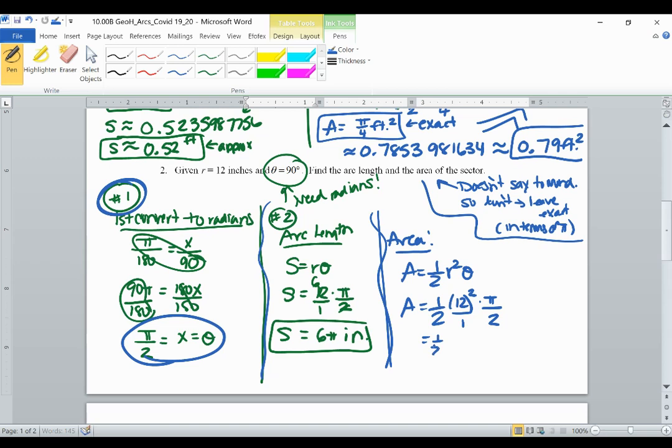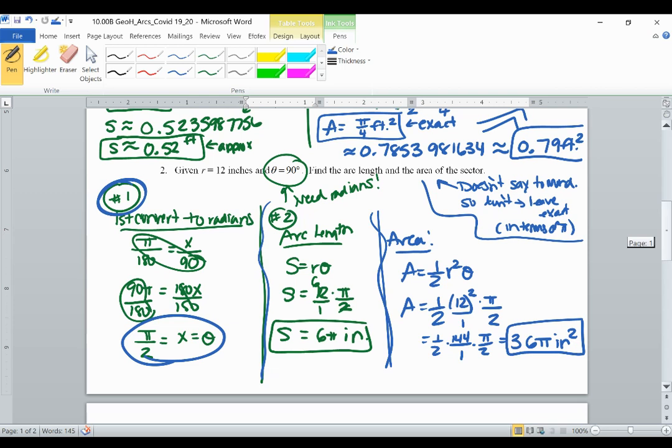Okay, so now we can reduce here. We get 144 for our 12 squared, and then we can cross reduce, or you could multiply straight across the top to get 144 pi divided by 4. However you do it, you should end up with 36, 144 divided by 4, and then your pi. And this is area, so it's going to be inches squared, and that's your exact area.